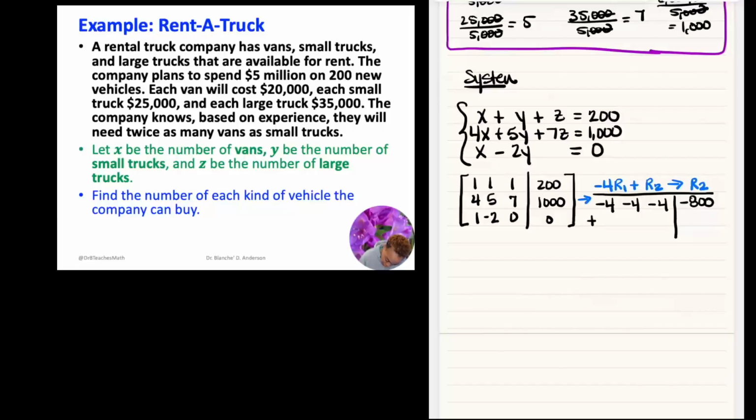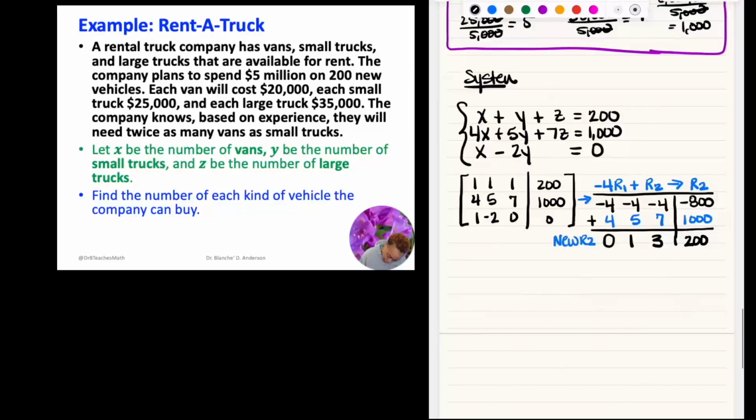Row 2, I'm just going to write it in blue. So we have 4, 5, 7, 1,000. Just so you can see the difference. We're going to add this together. When we add it together, notice that this is 0. See that? Matter of fact, let me do it in black because we're going to write it in black. 0, 1, 3, 200. So this is my new row 2.